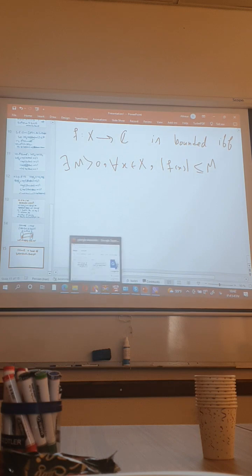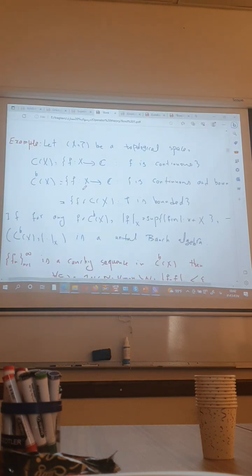C_b(X) is equal to the set of all continuous and bounded functions. For any f in C_b(X), we define the norm of f equal to the supremum. Because this supremum is finite, okay.